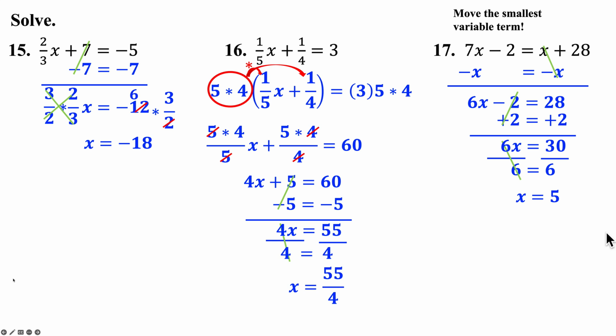So again, store 5 in for x. Type in the left side. Type in the right side. They both have to be the same value.